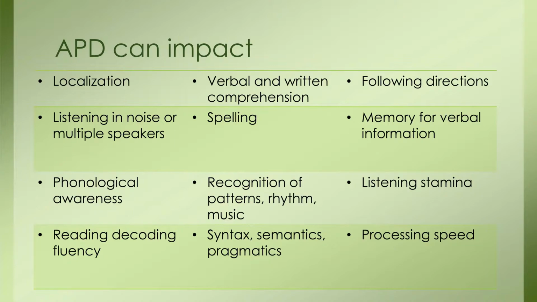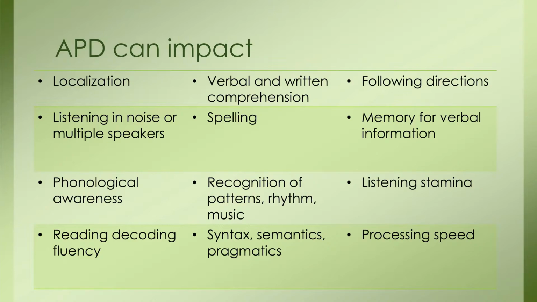Localization is being able to tell what direction sound is coming from. That requires both of your ears to be working together properly. Listening in noise requires either binaural separation or binaural integration. That's an auditory processing skill. Decoding and spelling deal with an individual being able to hear the differences in the individual phonemes or speech sounds and create a sound symbol association. And if you see a student with really strange invented spelling, that's a huge red flag for decoding deficit.